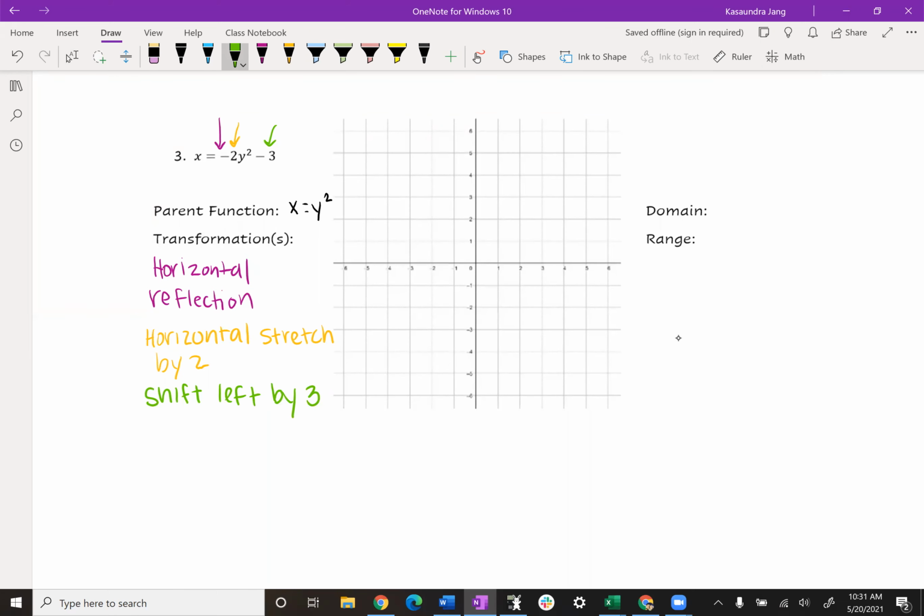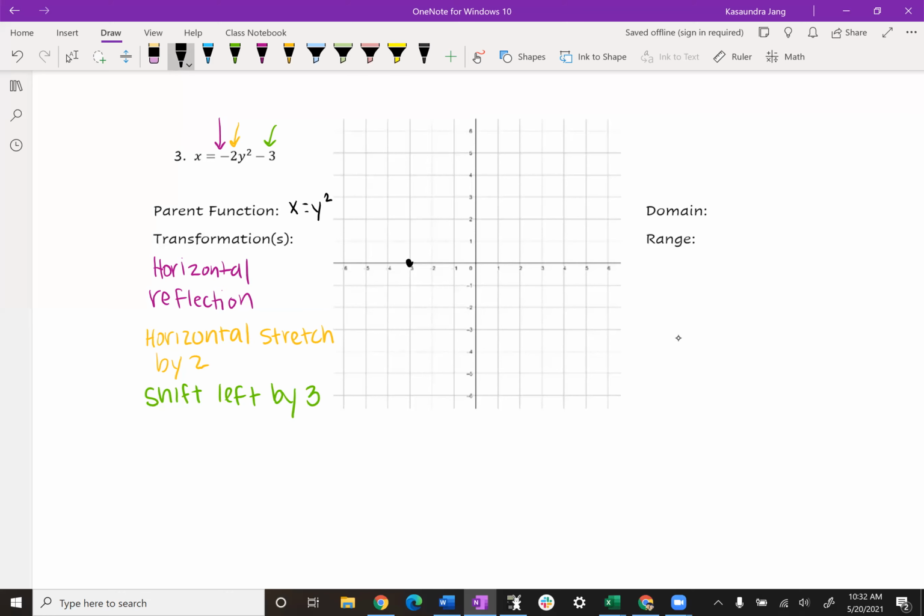All right, so again, my parent function looks kind of like this, which means I can probably do the shifting left by 3 pretty easy. Instead of 0, there's 1, 2, 3, so it's going to look kind of like this. And then a horizontal reflection, so it'll face the opposite direction. So it's actually going to be this way. So I've taken care of these two, but the horizontal stretch, let's see about this.